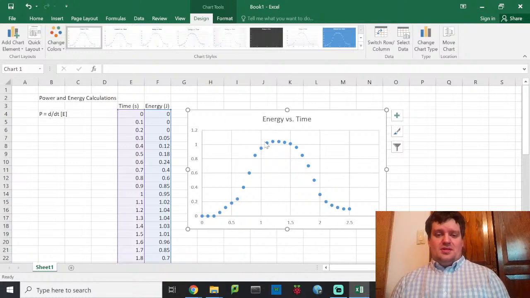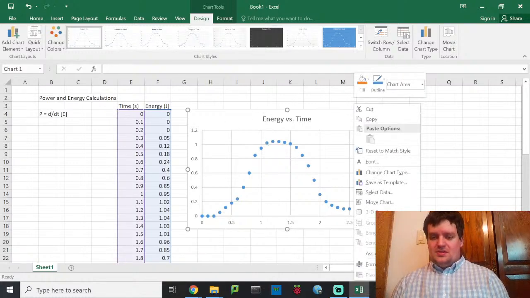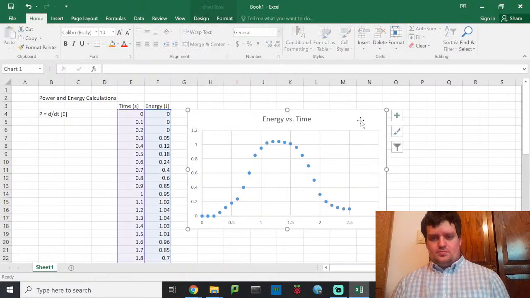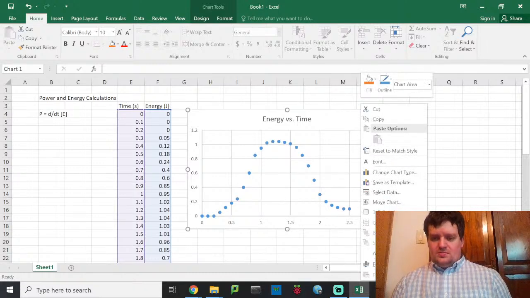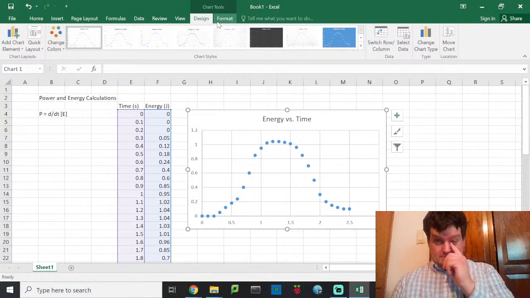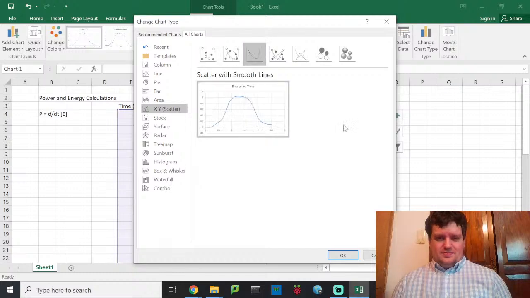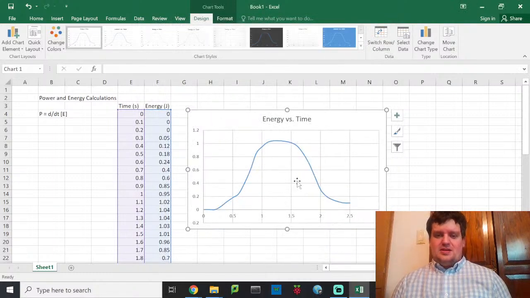Now just to clean this up, let's see. That's weird. Usually I'm able to pull up a properties bar over here, but well, I guess not. That's weird. No, that didn't do it. Oh well. There we go. That's a line.